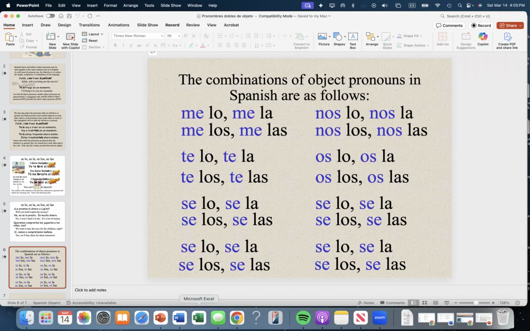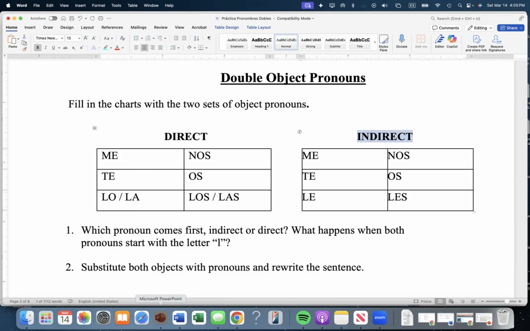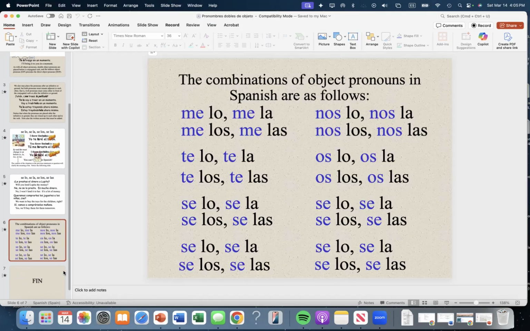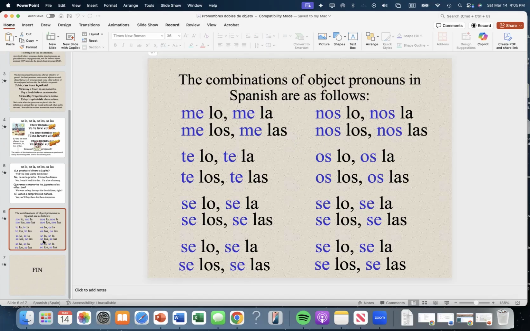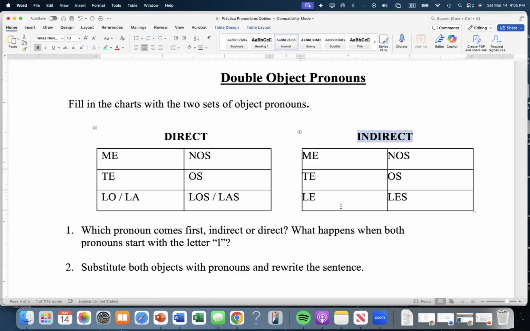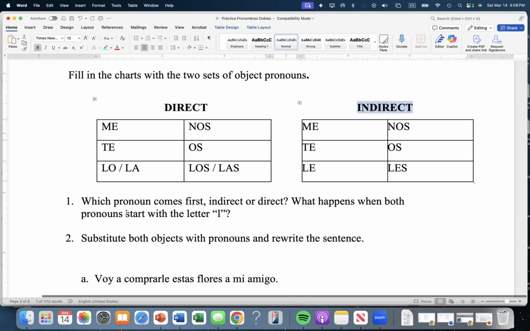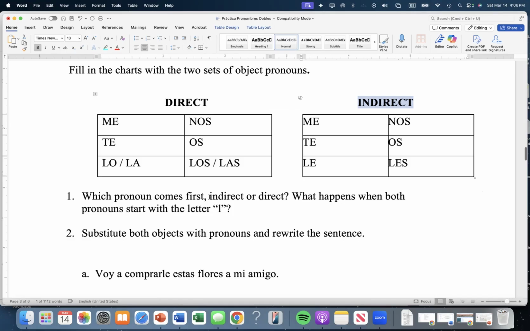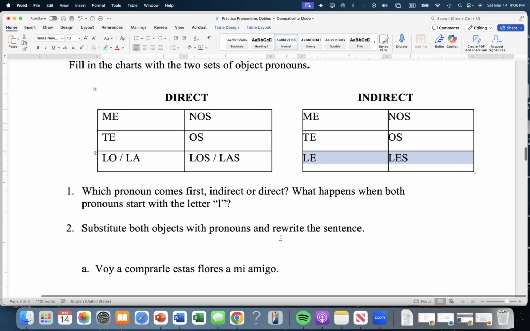Back to the Word document. I think that's it for this presentation. So, which pronoun comes first, indirect or direct? What happens when both pronouns start with the letter L? We already answered that question. Your indirect object pronouns will always come first. And when both pronouns start with the letter L, your le or les need to become se.